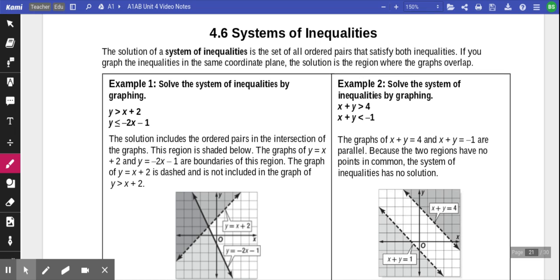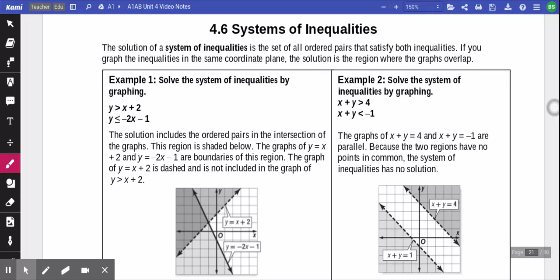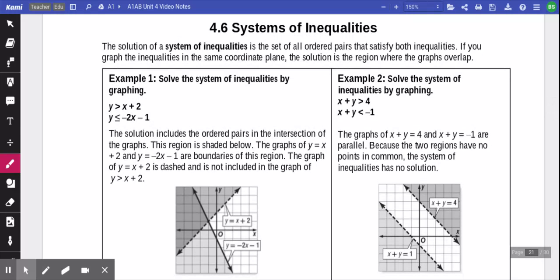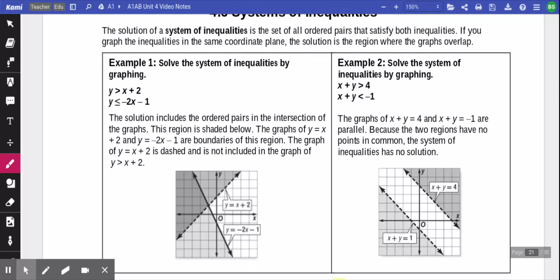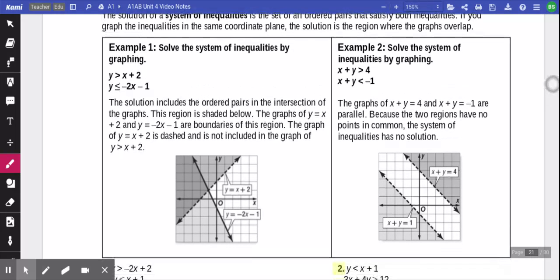So to finish this unit, we're going to talk about the systems of inequality. We've been talking about equations the whole time, and we're going to talk about what it looks like graphically. So returning to something we learned in the previous unit about how to graph an inequality, we are going to graph two inequalities. We're going to graph them just like normal.